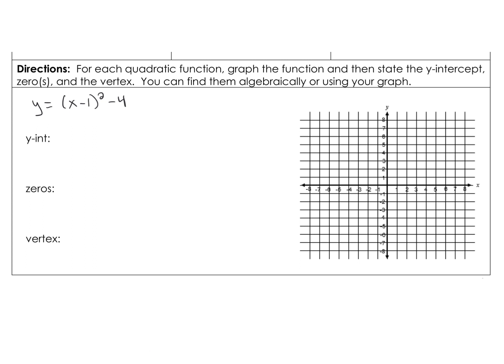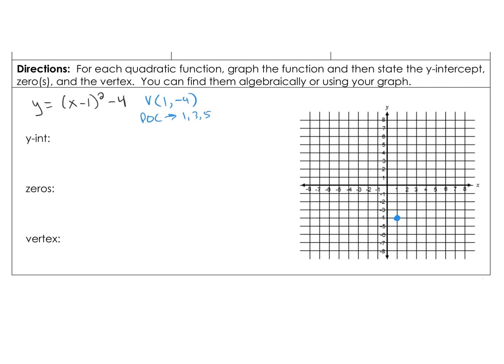So looking at this one, I can tell the vertex is 1, negative 4, because this is a right shift of 1, a down shift of 4. So the vertex is the point 1, comma, negative 4. So 1, negative 4 is right there. I also notice that there's no number in front, so my pattern of change is going to be the standard 1, 3, 5.